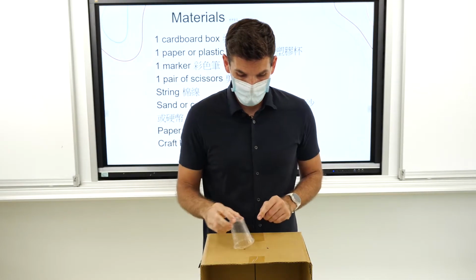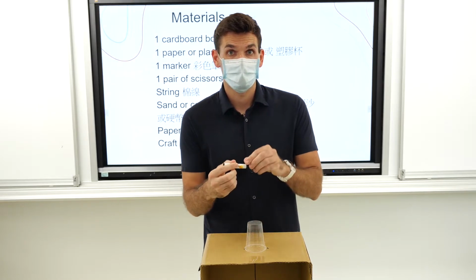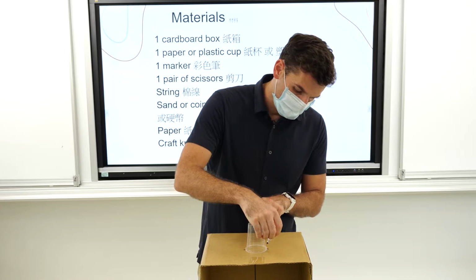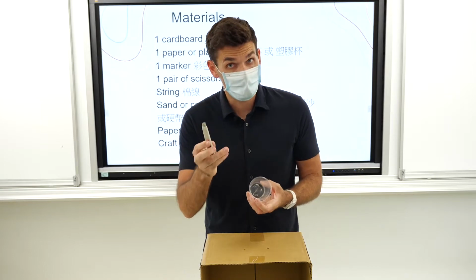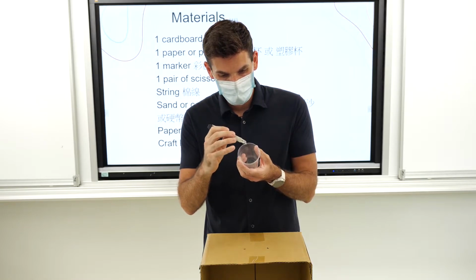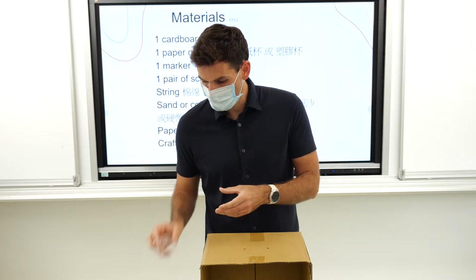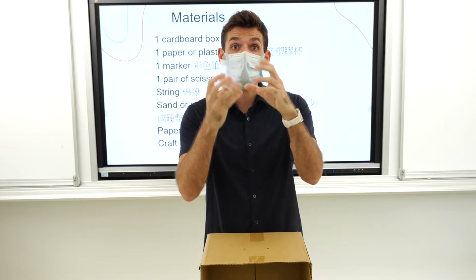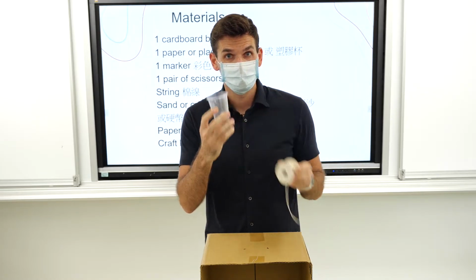Now, first take your cup, put it on your box next to your holes. And take your marker and draw 2 dots on the cup, here and here. Then take your knife, and be careful with the knife or scissors, and you're going to cut 2 holes here and here. After that your cup should look like this. It should have 2 holes. Now these holes need to be big enough for your string to go through the hole.